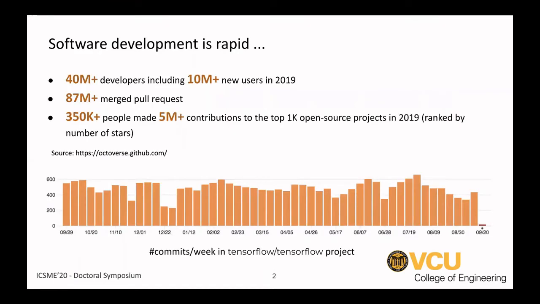It is no news to anybody that modern software development happens extremely fast. In 2019 alone, GitHub reported over 87 million merged pull requests and 10 million new users. It is a lot, and it's fair to say that as code evolves quickly, so should the tools. However, many of them still assume a static approach.